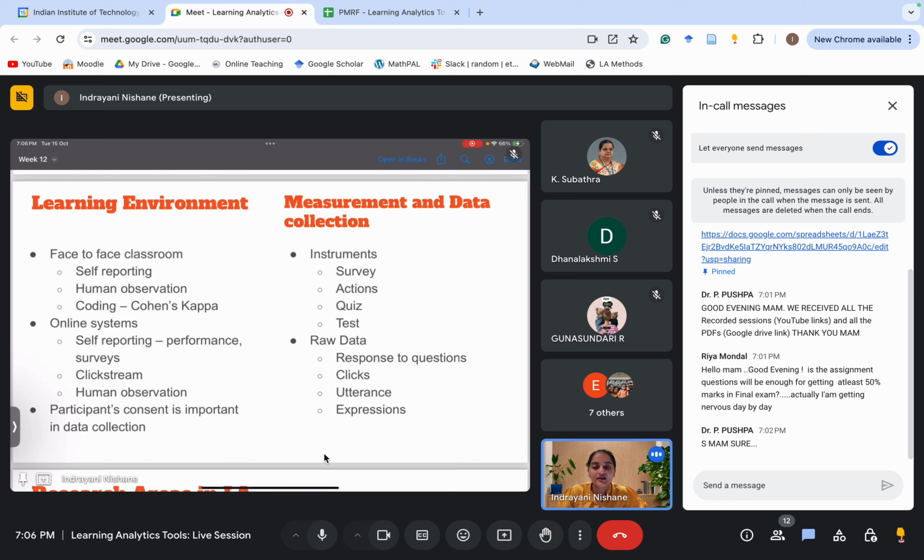And that inter-rater agreement is measured using a parameter called Cohen's kappa. So if Cohen's kappa score is more than 70%, then your data is considered very good when it involves human observation. Now in online systems, this bias doesn't come into the picture, because our computer will be recording all the actions which are performed by the students with the learning environment.